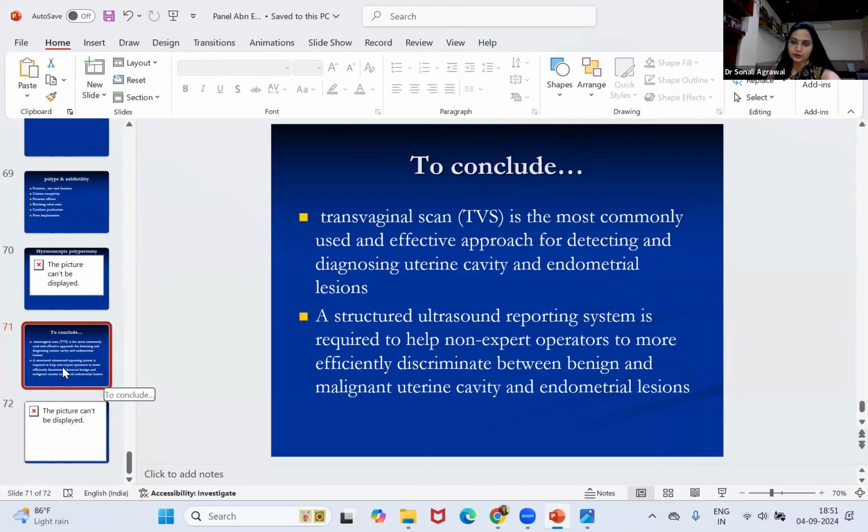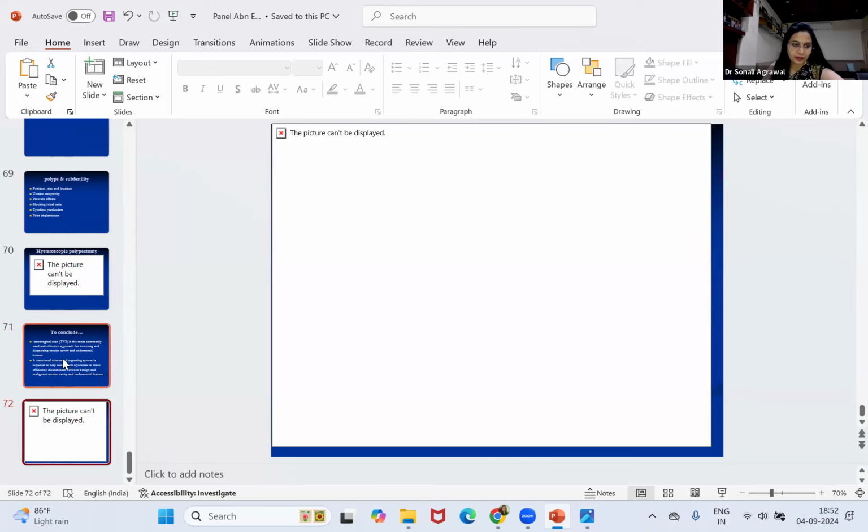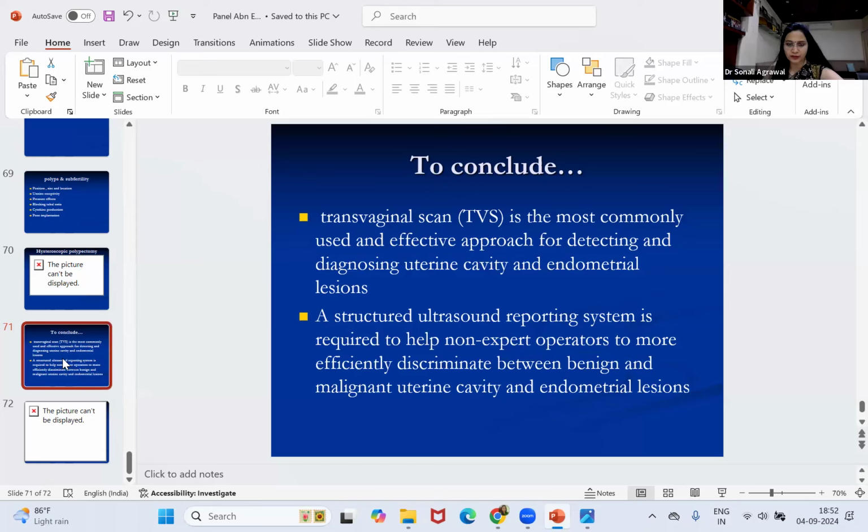TVS is the most commonly used and effective approach for detecting and diagnosing uterine cavity and endometrial lesions. A structured ultrasound reporting system is required to help non-expert operators more efficiently discriminate between benign and malignant uterine cavity lesions. And we should all use the IETA classification for describing endometrial pathology, as ma'am has taken in her lecture very beautifully.